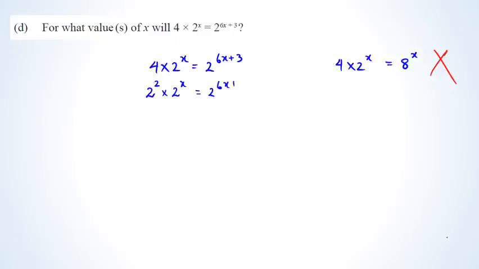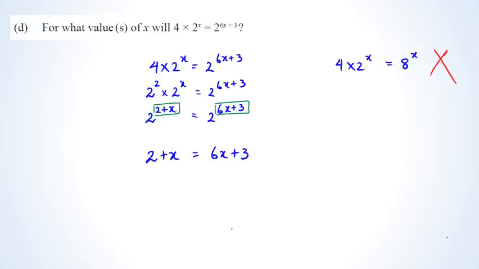Okay, so when I do this, now I have my bases are the same. So if the bases are the same and I multiply, I need to add my powers. So I'm going to get 2 to the power of 2 plus x equals 2 to the power of 6x plus 3. And now I can see that this green box, these two things have to equal the same number. So I can write this separately. I can forget about the two bases, and I can write it as 2 plus x equals 6x plus 3.